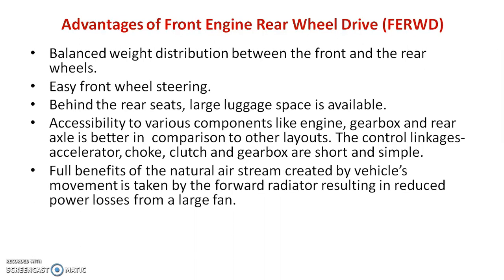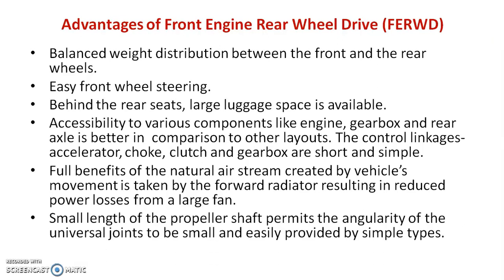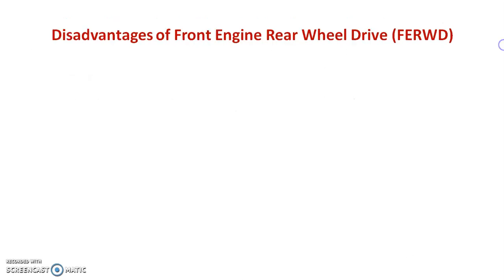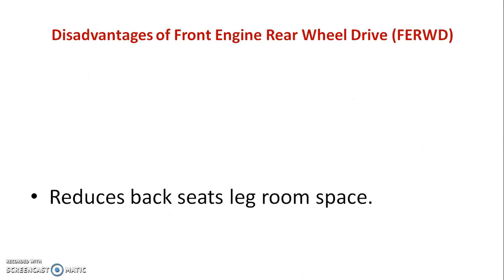Full benefits of the natural airstream created by the vehicle's movement is taken by the forward radiator, resulting in reduced power losses from a large fan. Small length of the propeller shaft permits the angularity of the universal joints to be small and easily provided by the simple types. What are the disadvantages of front engine rear wheel drive?